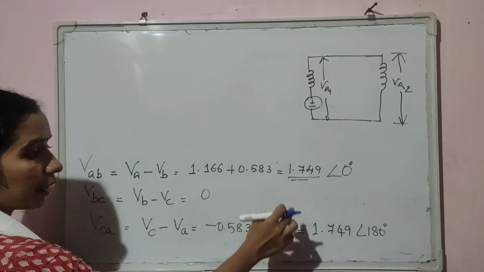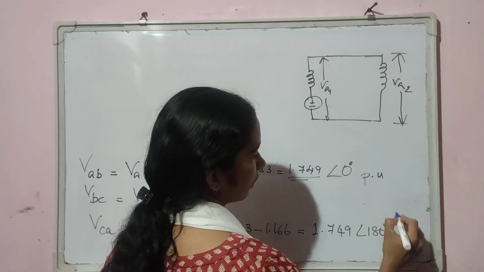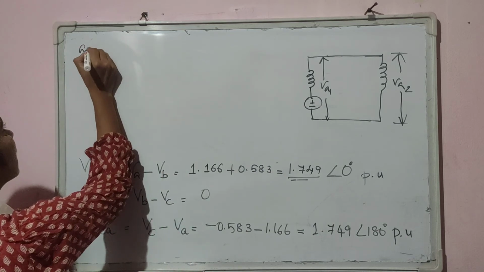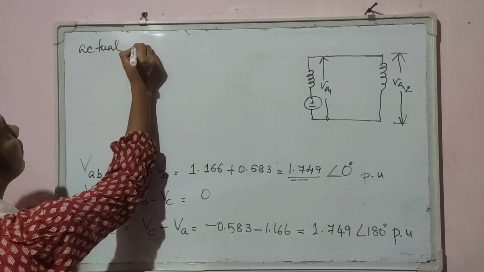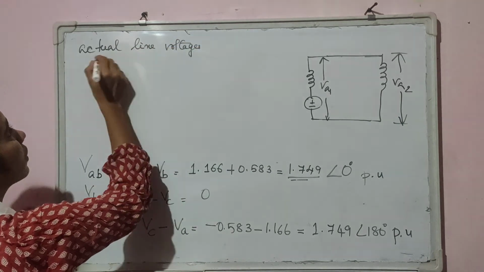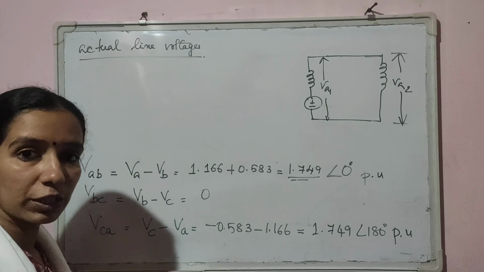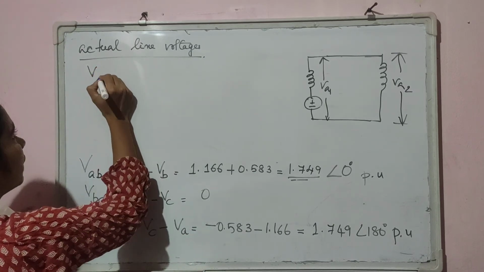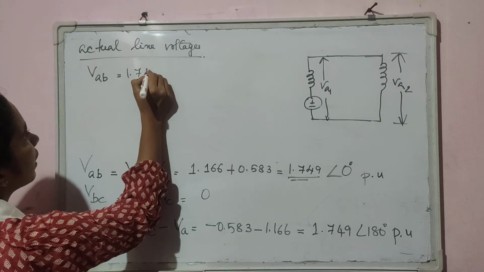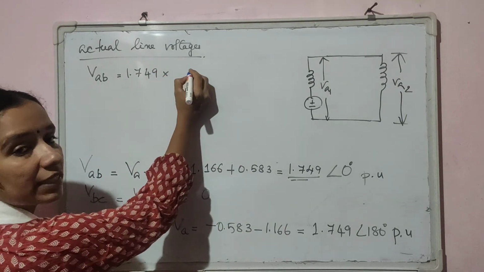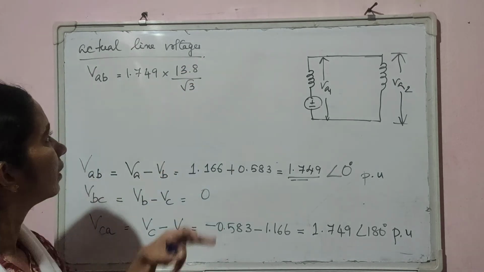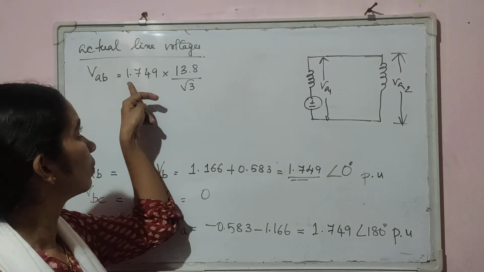Now these are the per unit values of voltages. Now we need the actual value of voltages, so actual line voltages. Actual voltages will be equal to per unit value into base value. So VAB will be equal to 1.749 into base voltage, which is 13.8 divided by root 3. Okay. So this is actually the line value.